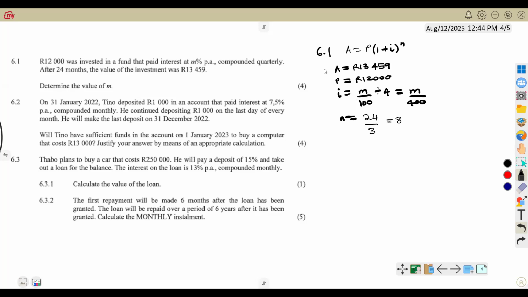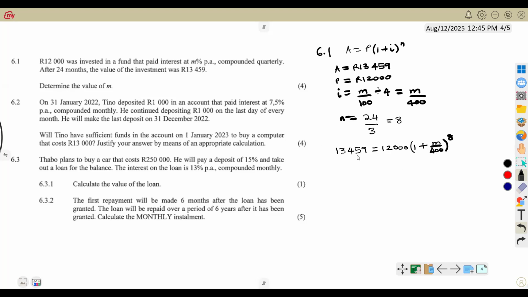Having that, substitute the values. So we have 13,459, which we are saying is equal to P, which is 12,000, multiplied by 1 plus our rate, which is now m over 400, raised to the power 8.